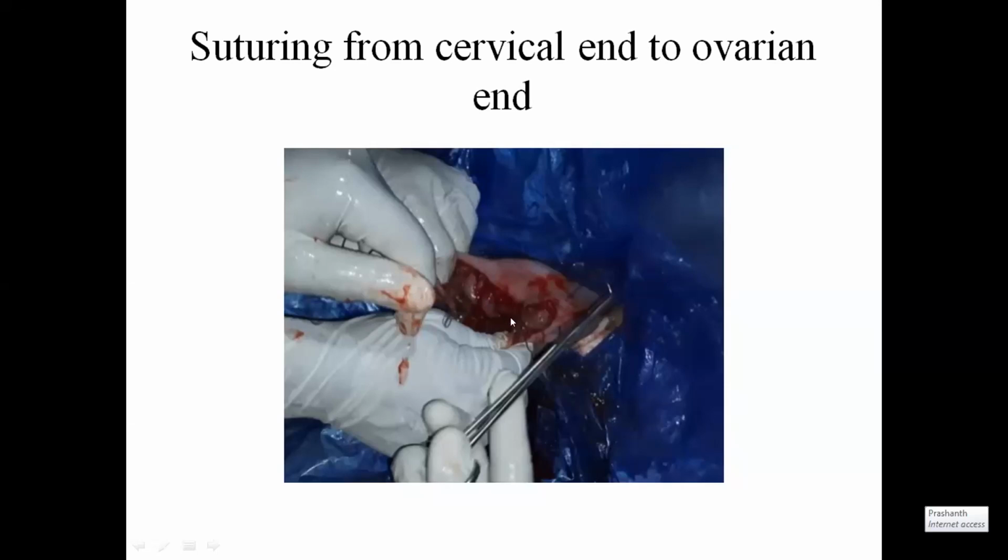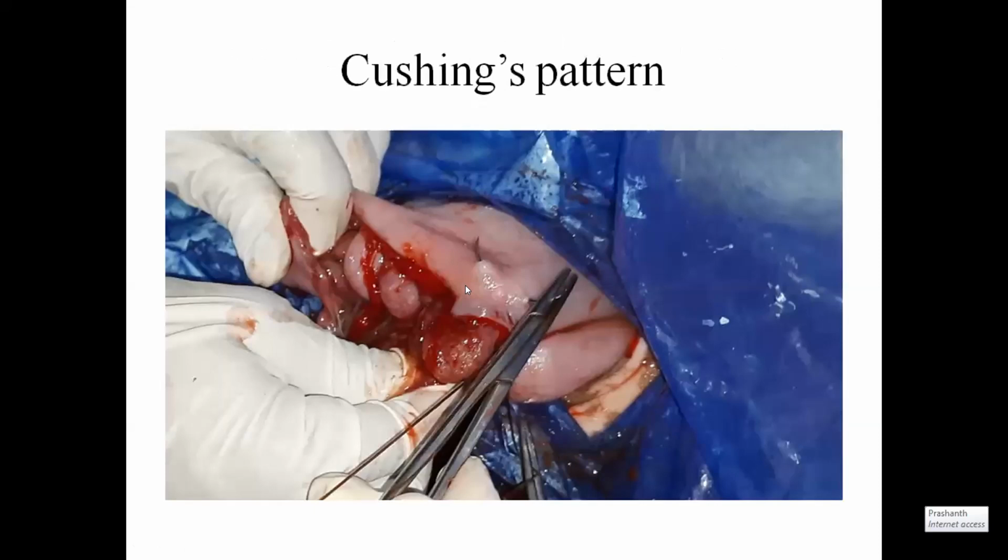Why should this be done? This portion will be free, but this portion will be attached to the cervix, so there will be pulling pressure from the cervical end. If we start suturing from the other end, the uterus will be continuously tearing and the incision will extend towards the cervix because of the pressure from the cervical end. So always start suturing from the cervical end to the ovarian end. Like this only we should start the approach.